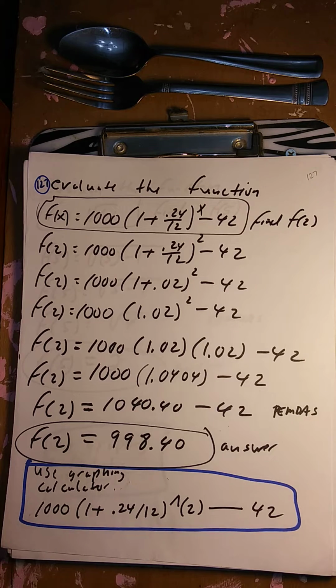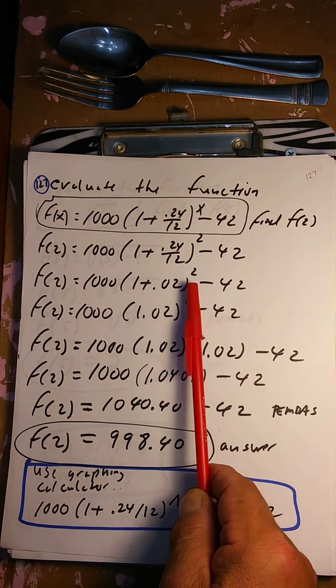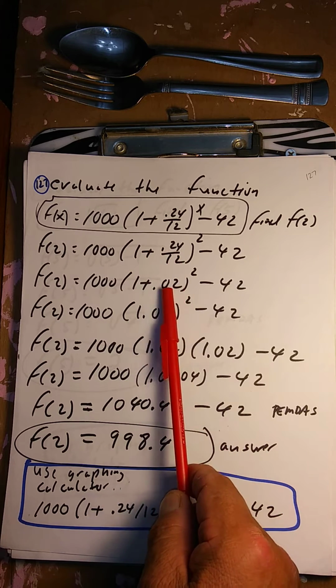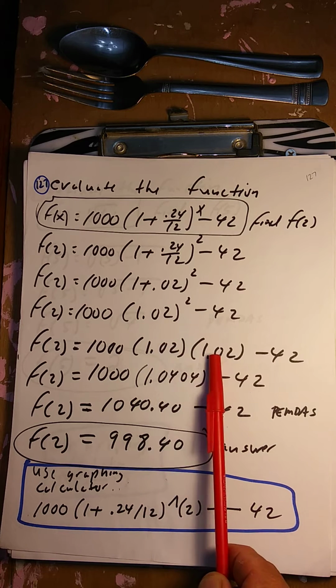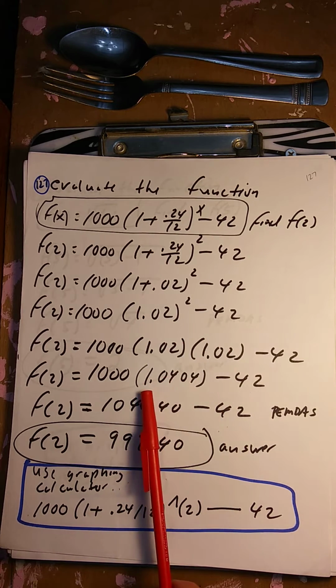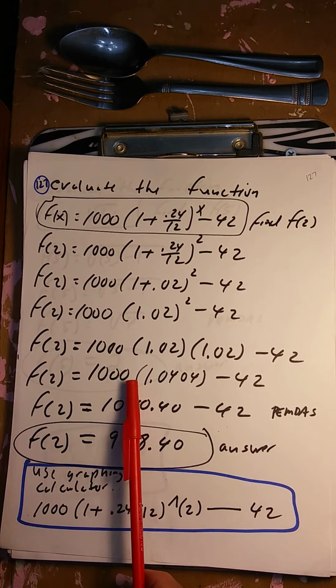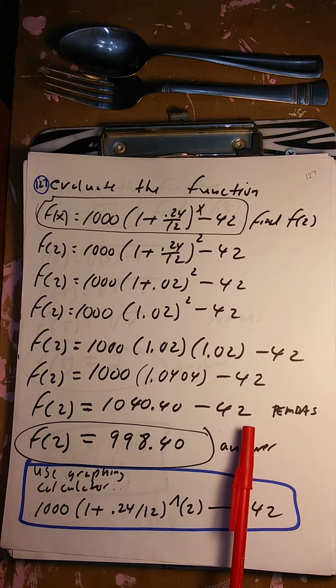Evaluate the function, f of 2. Another exponential function, put a 2 in there. Do the inside first, parentheses. So 0.24 divided by 12 is 0.02. 1.02 to the power of 2 is 1.02 times 1.02. This together is going to give you 1.0404 times the 1,000. Multiply first. So 1,040.40 minus 42, and the calculator is going to give you 998.40.